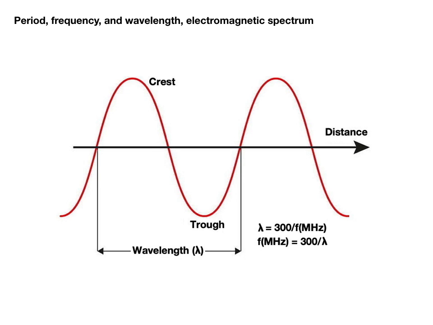Since we often talk about frequencies in megahertz, we can divide both the numerator and the denominator by 1 million, so the equation becomes wavelength in meters per cycle equals 300 divided by the frequency in megahertz. You can also calculate the frequency of an electromagnetic wave if you know the wavelength. The frequency in megahertz is equal to 300 divided by the wavelength in meters per cycle.